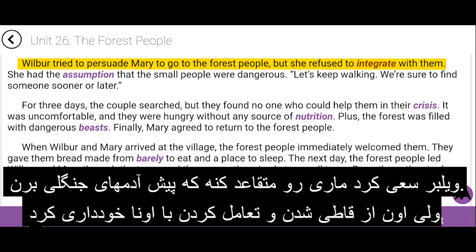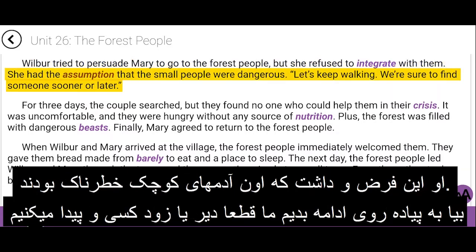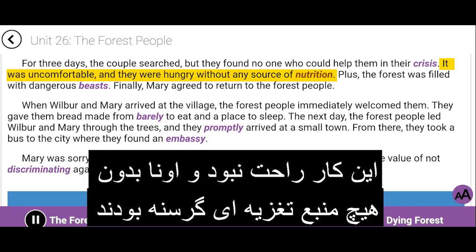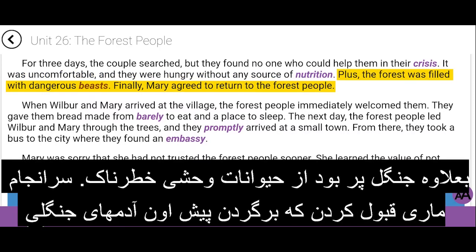Wilbur tried to persuade Mary to go to the forest people, but she refused to integrate with them. She had the assumption that the small people were dangerous. "Let's keep walking. We're sure to find someone sooner or later." For 3 days, the couple searched, but they found no one who could help them in their crisis. It was uncomfortable, and they were hungry without any source of nutrition. Plus, the forest was filled with dangerous beasts.